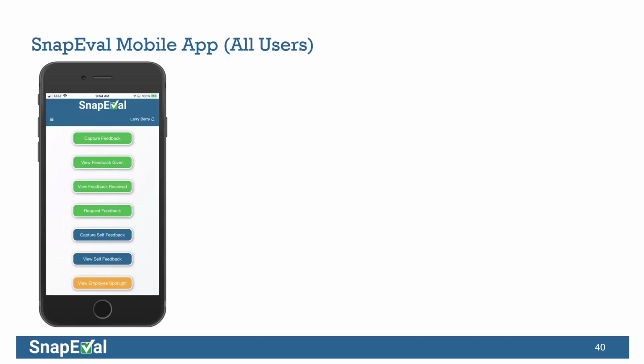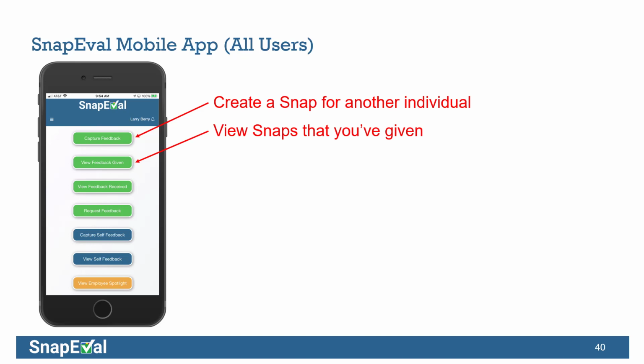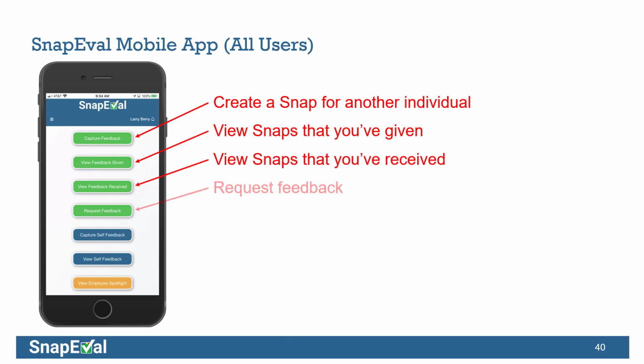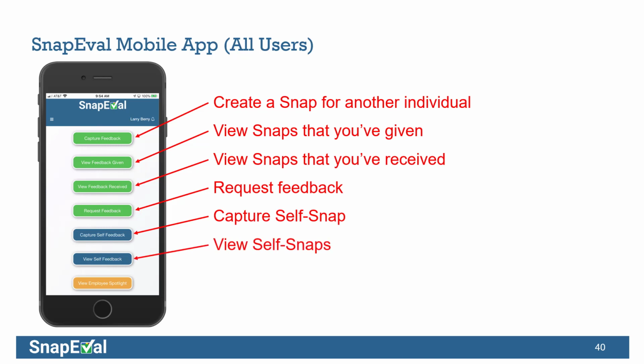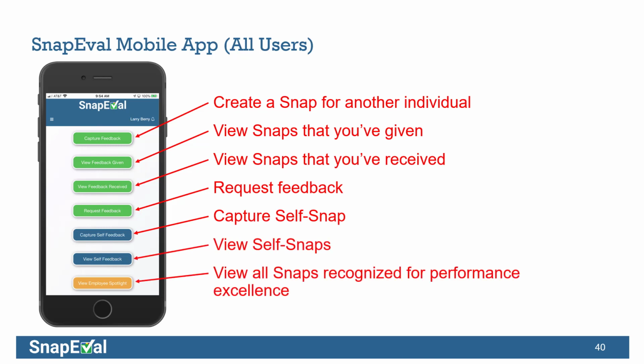The main menu for the SnapEval mobile app is really a series of shortcuts for things that we've already looked at in the SnapEval Web Portal. For example, there's a button that allows you to instantly create a snap for someone else. There's another button that allows you to view all the snaps that you've given, another to view all the snaps that you've received, and one to request feedback from others. The green buttons all relate to either giving feedback to someone else or receiving feedback from someone else. The blue buttons relate to capturing or viewing self-snaps, and the yellow button is a shortcut to view the Spotlight Performance Recognition dashboard.